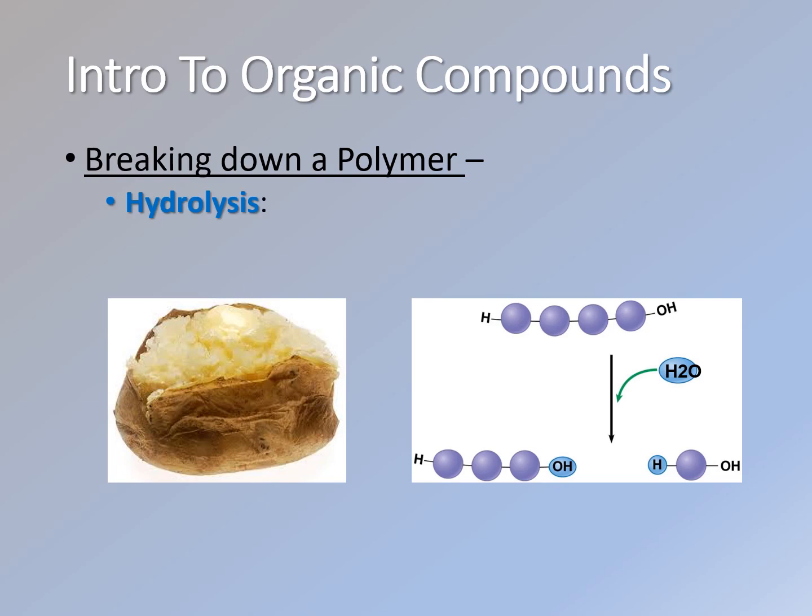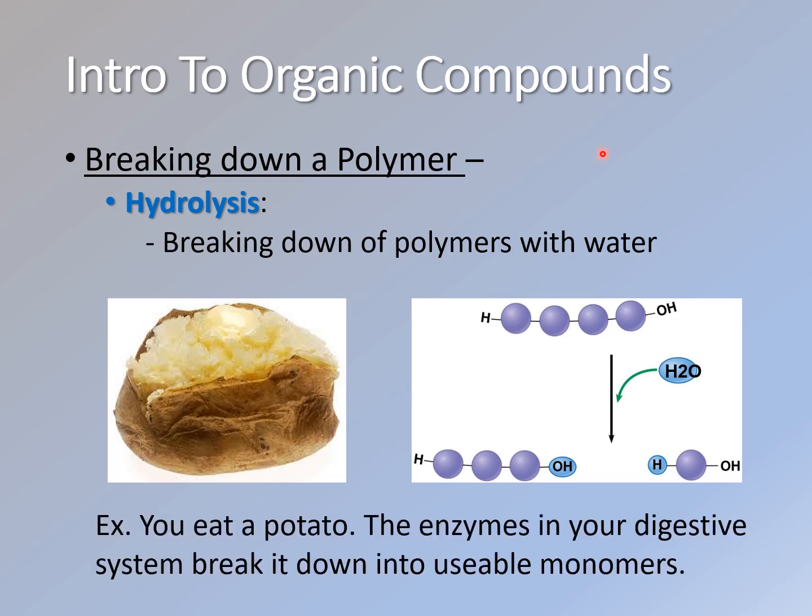So now we know how to build a polymer. We remove the water and put those two compounds together to create a polymer. How do we actually break down a polymer? If you're given a large compound such as starch, how do we break it down into glucose? This process is called hydrolysis. We break down those polymers with water. So now we're going to add water. In dehydration synthesis, we're removing water, and in hydrolysis, you're adding water.